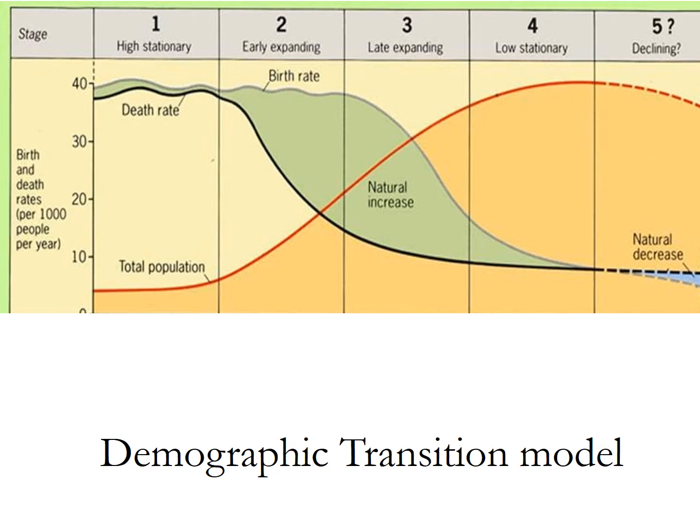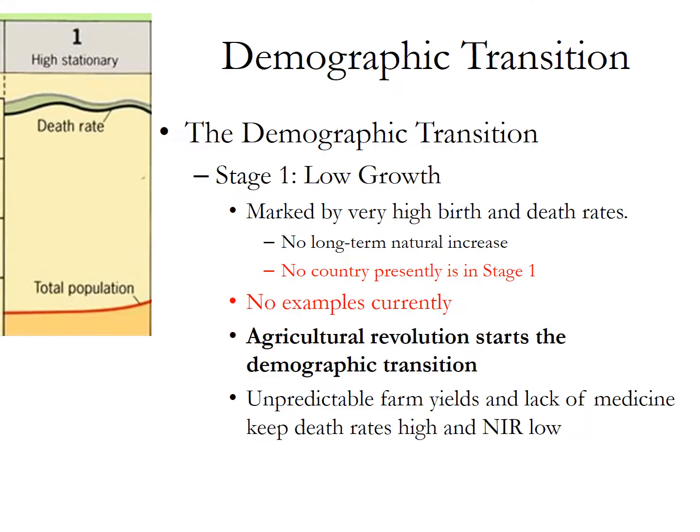What you have to know by the end of this is what each stage is like, what caused each stage to happen, the characteristics of the stage, example countries of each stage, and then how those countries can continue to progress through the demographic transition model. So let's explore it. The first stage, low growth.